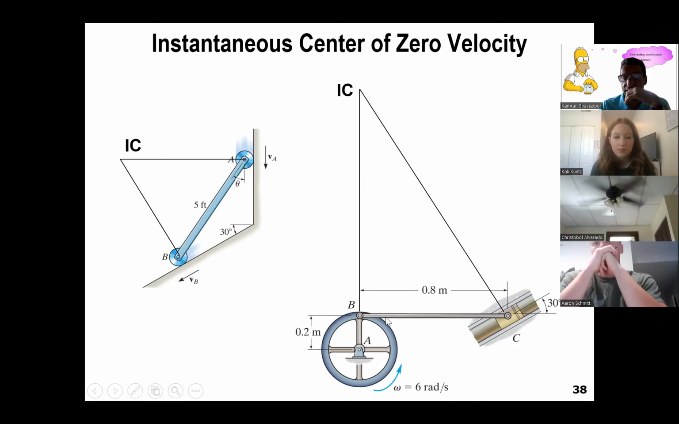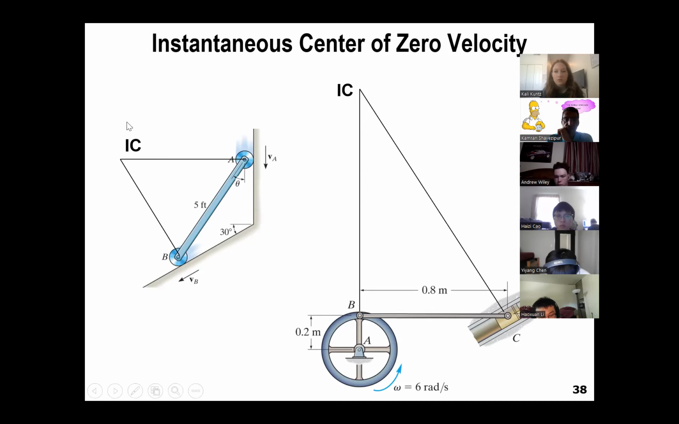Remember again, the wheel B, or this blue thing, whatever you name it, has a permanent center of rotation. The piston C has translational motion, so everything has the same velocity. We usually use IC for a link with general motion. Any question?